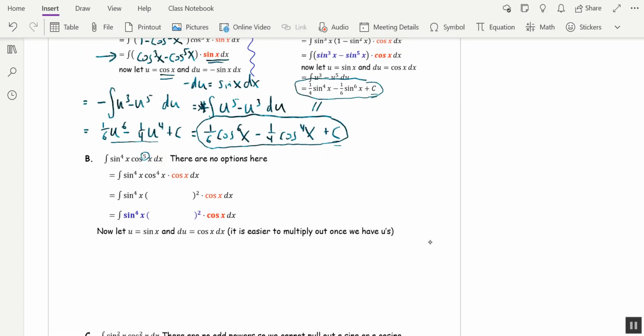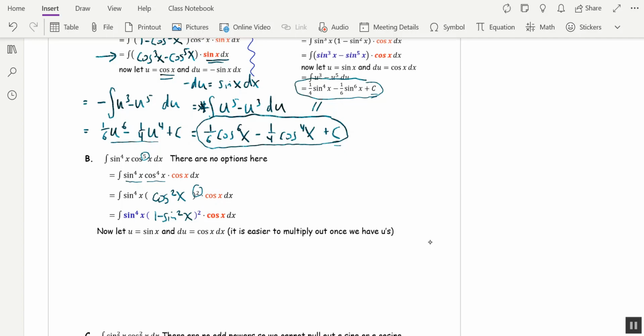So I pull out a single cosine, and I'm left with sine to the 4th, cosine to the 4th x. I want to think of cosine to the 4th as cosine squared, squared. So that's this square out here. Okay, well, I can replace cosine squared with 1 minus sine squared. So now I've got sine to the 4th, 1 minus sine squared, squared, times cosine.